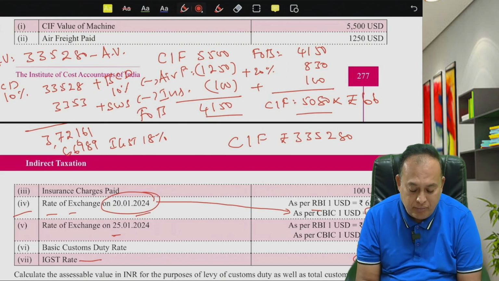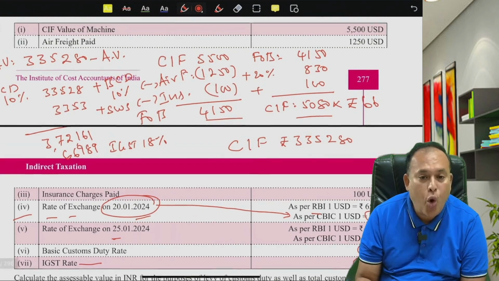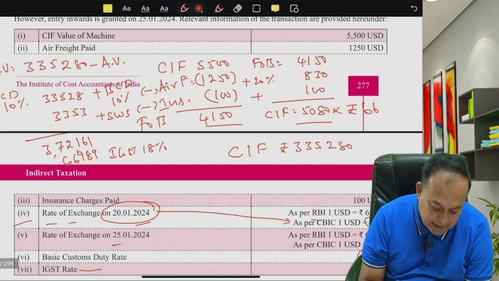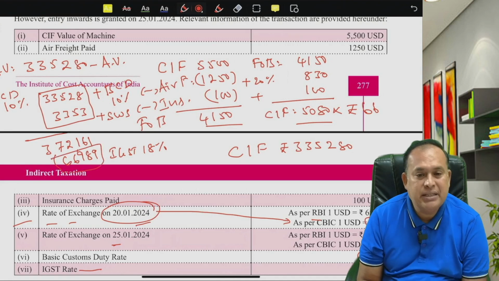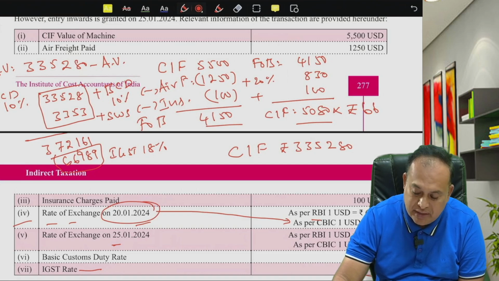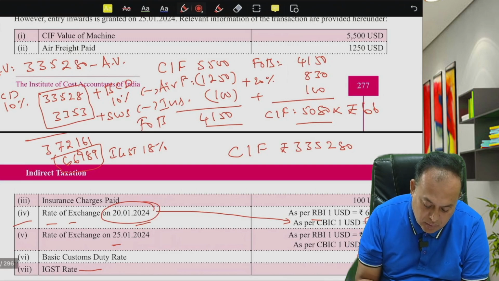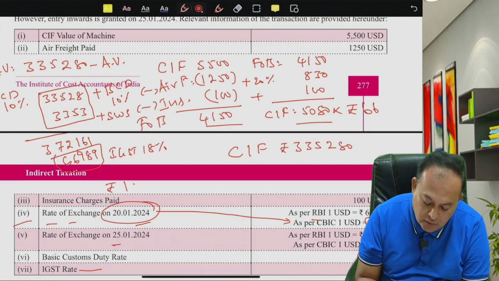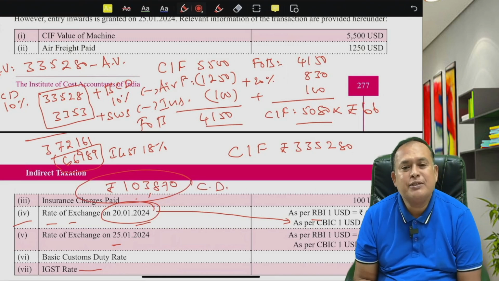66,989. So they're asking here for the total custom duty. Total custom duty is nothing but BCD plus social welfare surcharge plus IGST: 33,528 plus 3,353 plus 66,989. The total comes to almost 1,03,870, which is nothing but the total custom duty, CD. As simple as this.